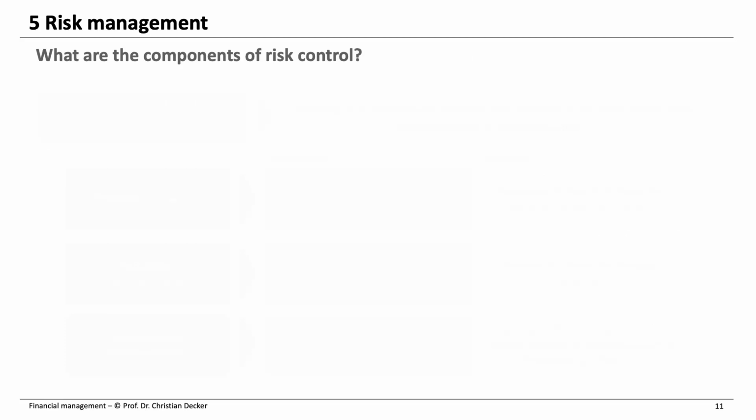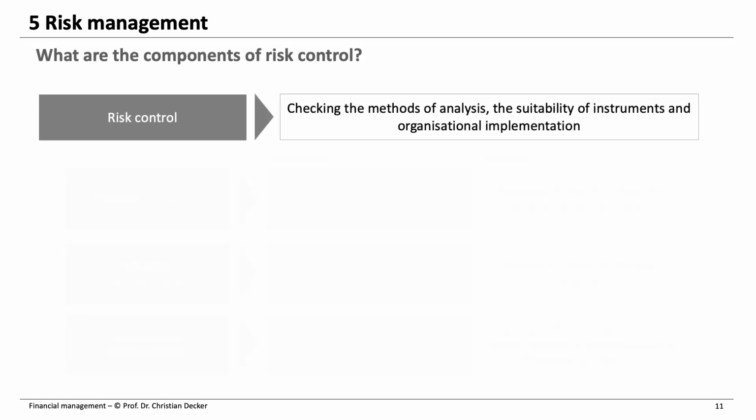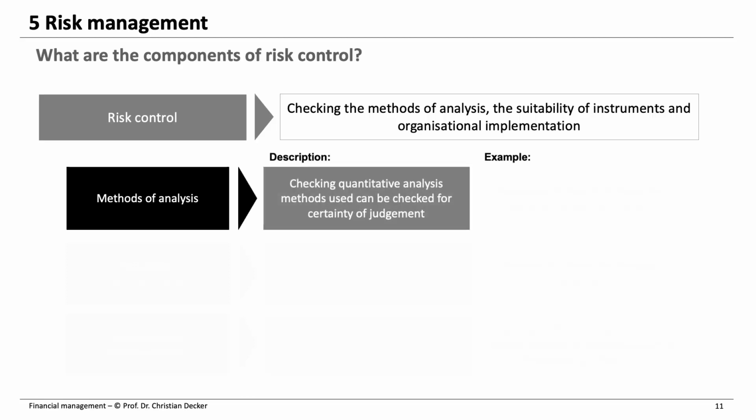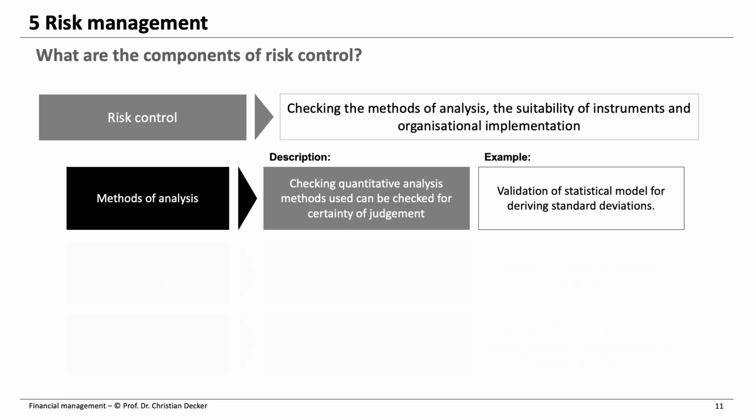What are the components of risk control? Risk control means checking the analytical methods used, the suitability of instruments, and the organizational implementation in the company. The quantitative analysis methods used can be checked for certainty of judgment and further developed if necessary. Example: the German company validates its statistical model for deriving standard deviations.